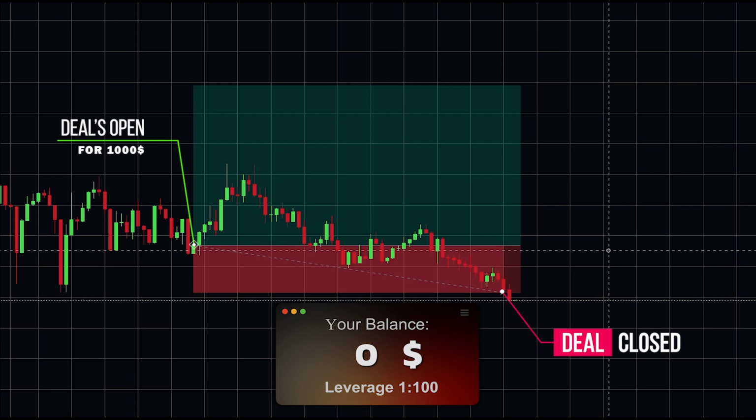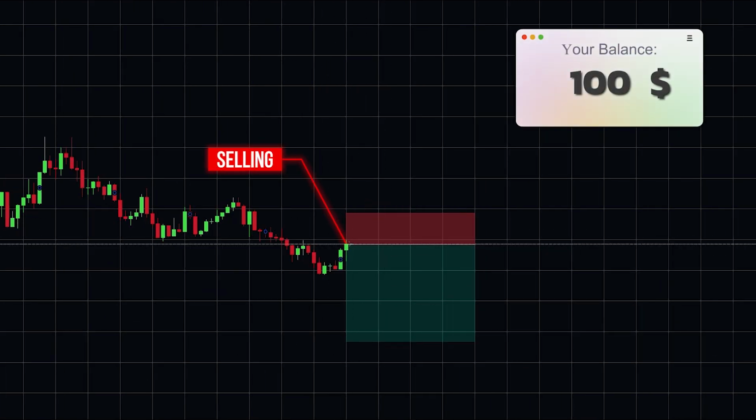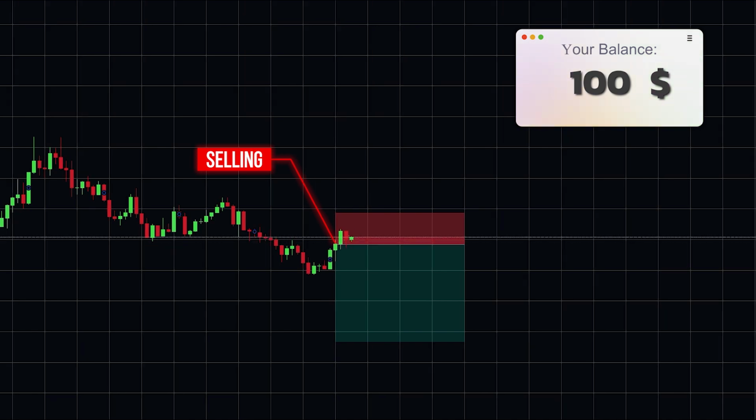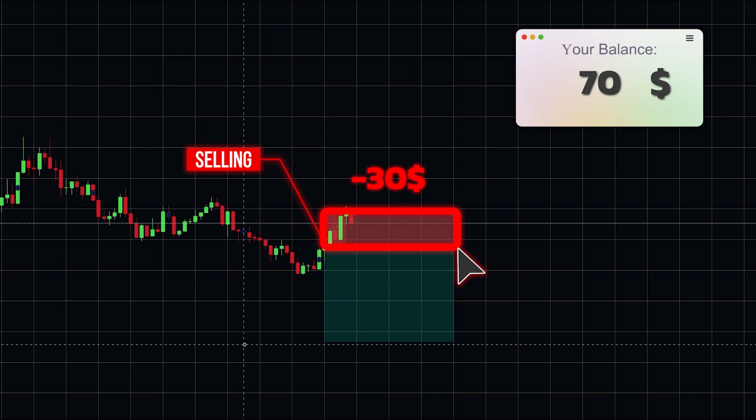To avoid this, there are several key rules. First, always use stop losses. Without them, even a small movement against your position can lead to the loss of a significant part of your deposit or even to the complete liquidation of the trade. Set a stop loss in advance, based on your risk management.